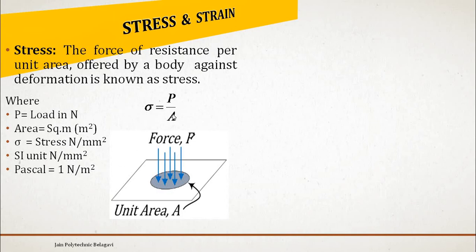Now, how to write the definition in the examination for this? Stress is defined as the ratio, because this is numerator and denominator, so it is given by ratio. The ratio of load to the unit area is said to be stress. Very simple definition for stress. It is denoted by sigma, and it has the unit of Newton per millimeter square. This is sufficient to get marks in examination.